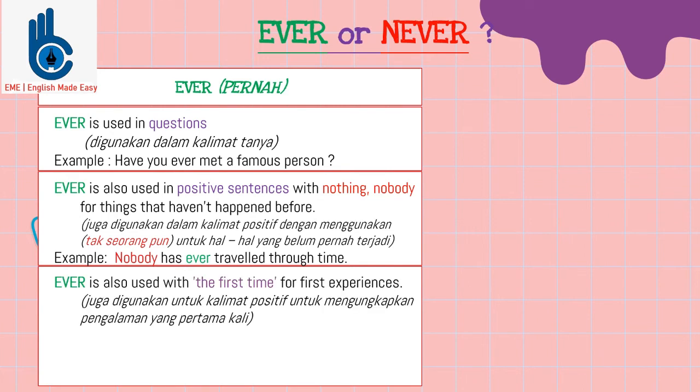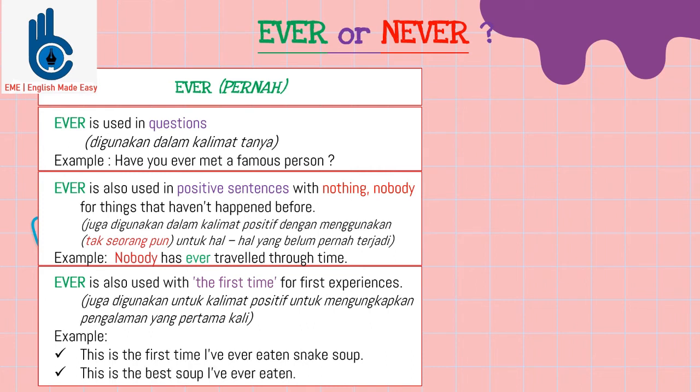Ever is also used with the first time for the first experience. Ever juga digunakan untuk kalimat positif untuk mengungkapkan pengalaman yang pertama kali. For example, this is the first time I've ever eaten snake soup. This is the best soup I've ever eaten. Ini adalah sup terenak yang pernah aku makan.